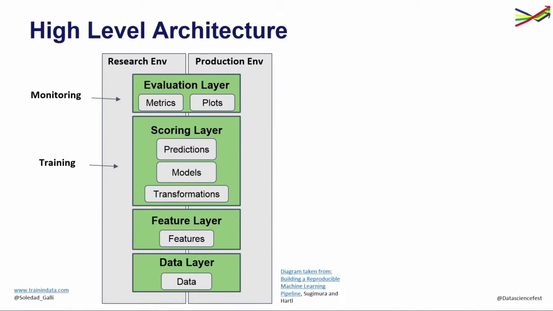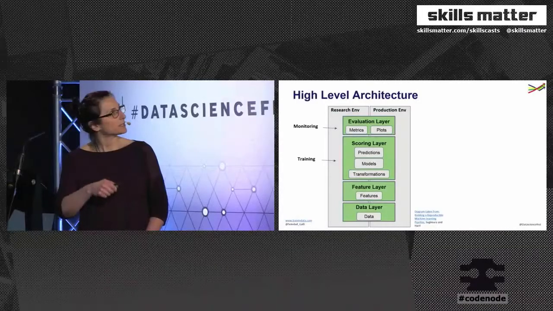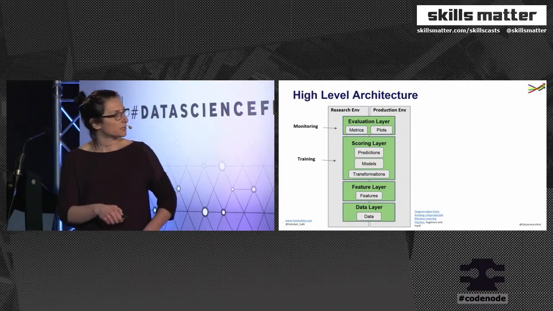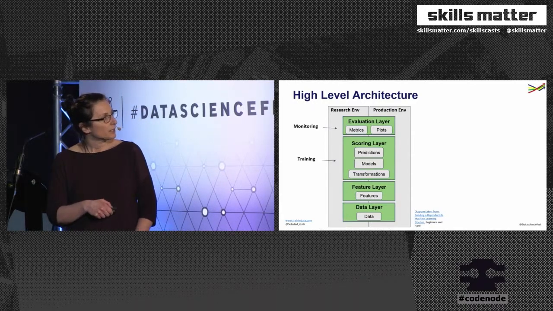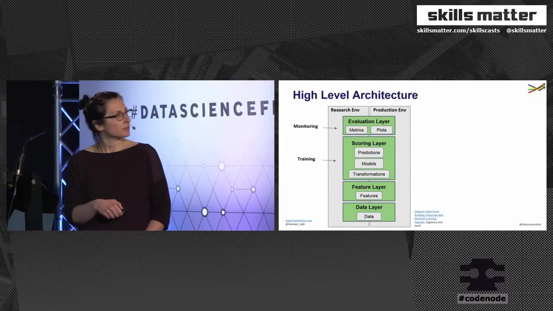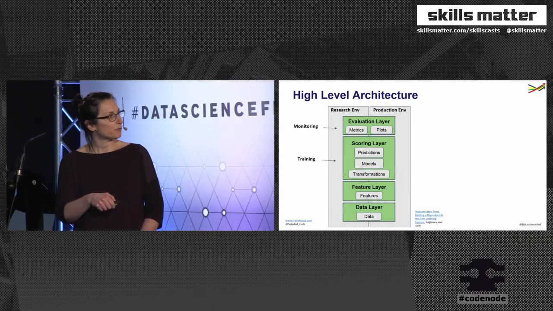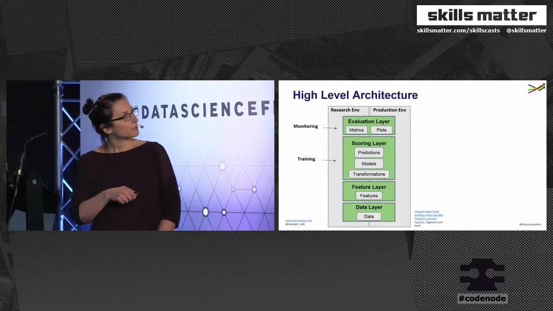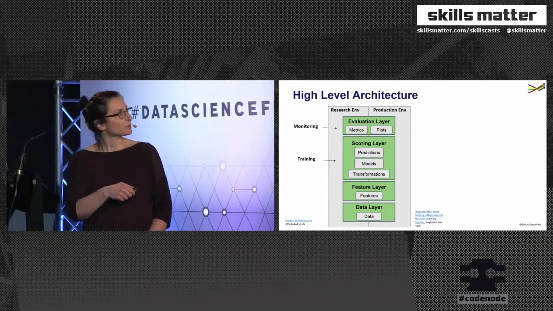So the data layer is where the data gathering occurs. And here we ensure that all our data is available both to the research environment for the data scientists, and the same data is available for the production environment. So they can both tap into the same data sources to ensure reproducibility. The feature layer, where the transformation comes in, shares the same software, both in research and production. And then the scoring layer is where more transformations occur, like, for example, scaling. The models are trained and the predictions are made.